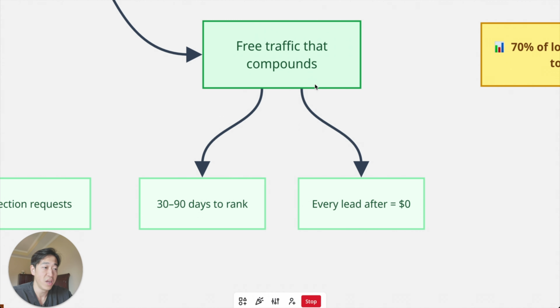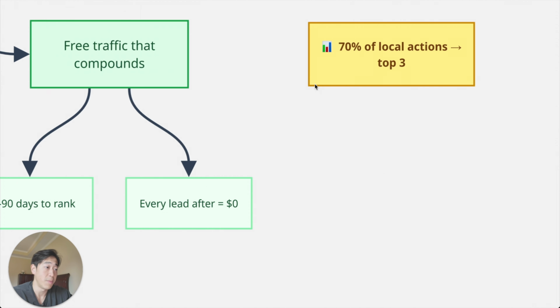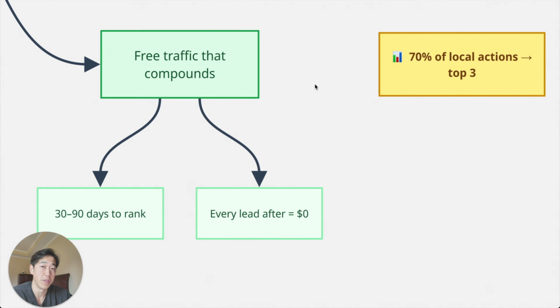Next, it's free traffic that compounds. 30 to 90 days to rank. Every lead after is $0. And 70% of all the local actions will go to the top 3. So if you don't have a good Google business profile that's designed to convert and designed to rank, you're going to miss out on a lot of traffic.